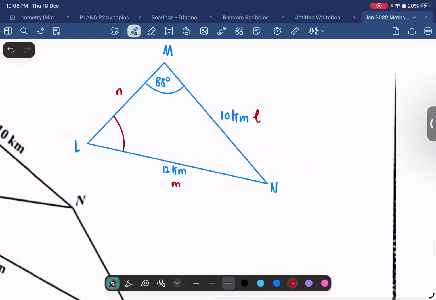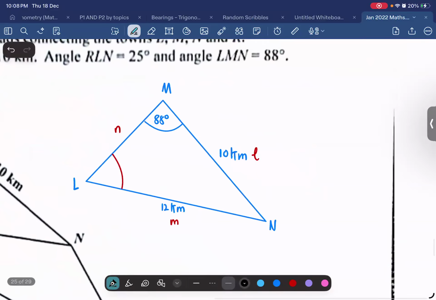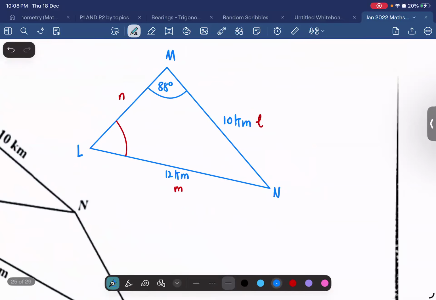Let's proceed. So let's write down our sine rule. Tell me how the sine rule would look for this question. L over sine L, M over sine M, and N over sine N, all equal. Now we need to figure out which two we're going to choose. Remember, we always pick what we're trying to find. So tell me, what are we trying to find in this question? Angle L.